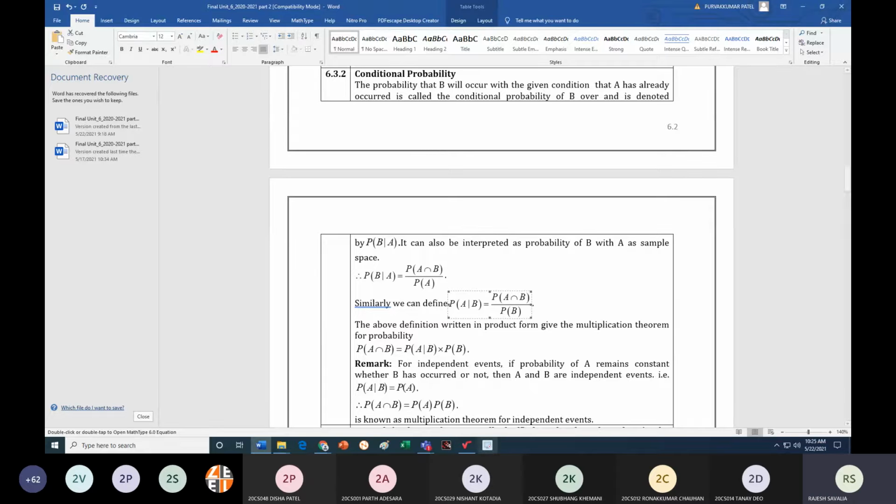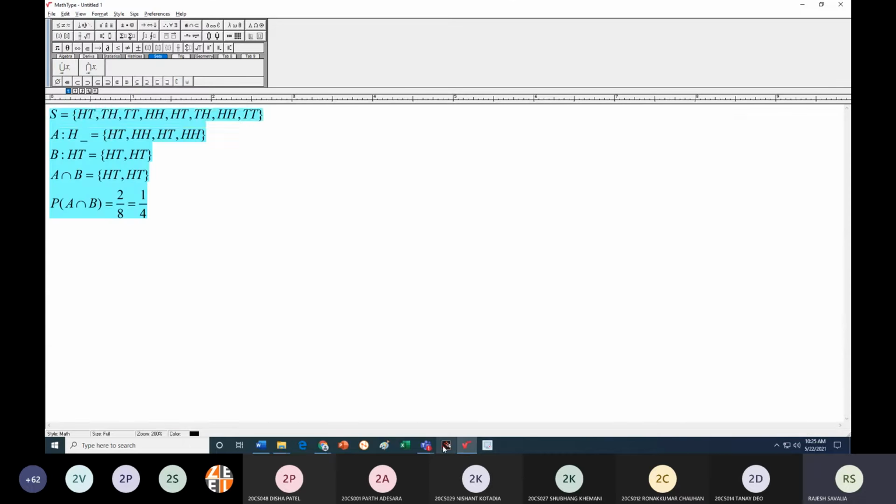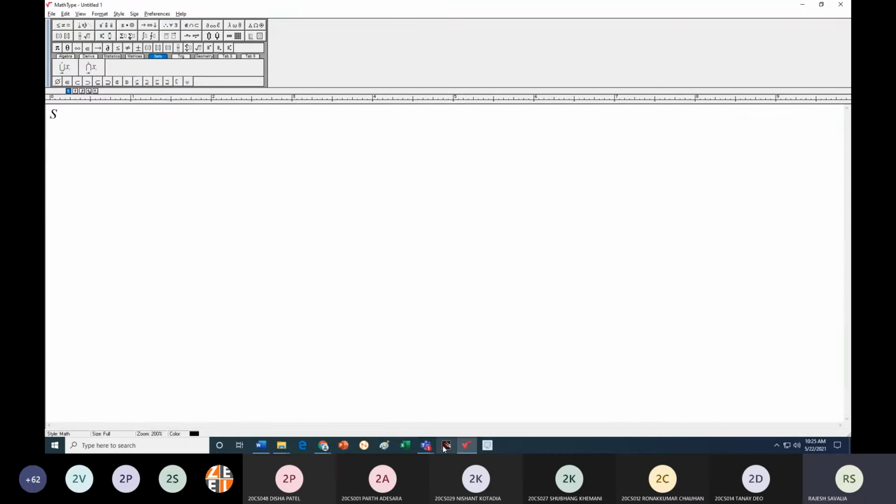Let me take it in math type. S is a sample space. There are two events, A and B. A is the first event, B is the second event. When you perform B, at that time A is already done. Any doubt up to this line?